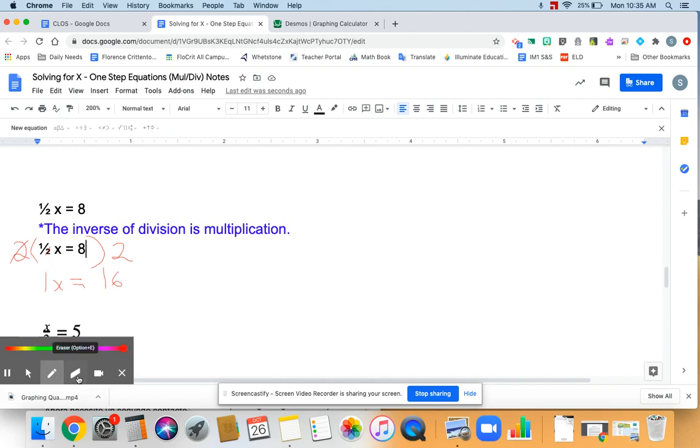Well, don't forget 1x is the same thing as just x. So I've solved for x now. And so I know x would have to be 16 because half of 16 is 8.